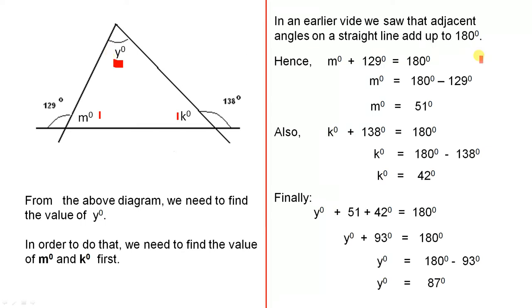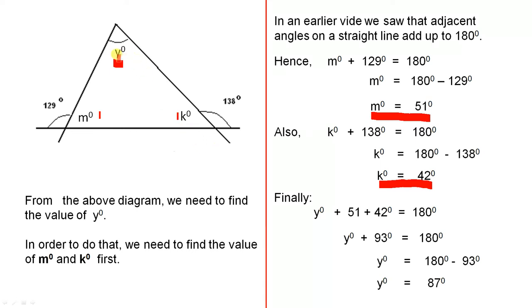In an earlier video, we saw that adjacent angles on a straight line add up to 180. In other words, M plus 129 gives you 180 degrees. So there's the equation. So M's 180 minus 129, so M is 51 degrees. So that's 51 degrees there. K, we have the same rule. K plus 138 is 180. So K equals 180 minus 138. So K is 42. So we found M as 51 degrees, K is 42 degrees.